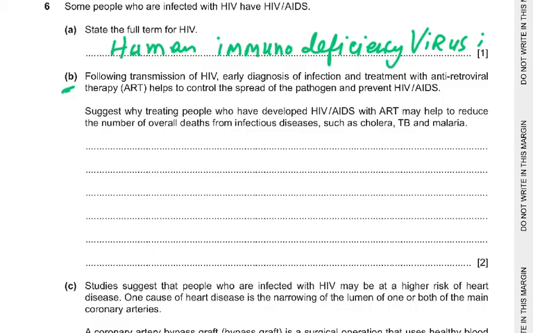Part B of the question: following transmission of HIV, early diagnosis of infection and treatment with antiretroviral therapy helps to control the spread of the pathogen and prevent HIV/AIDS. Suggest why treating people who have developed AIDS with ART may help to reduce the number of overall deaths from infectious diseases such as cholera, TB, and malaria.